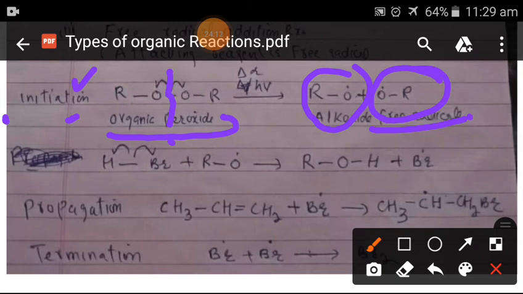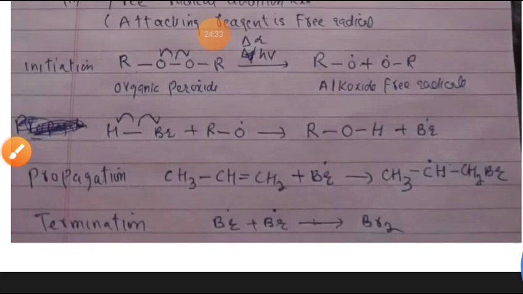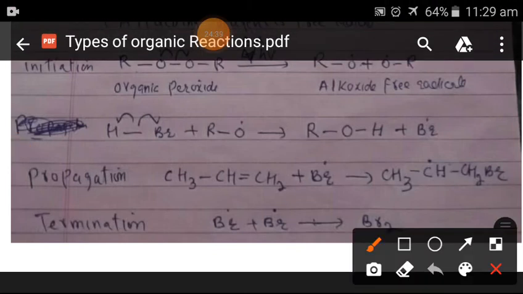Similarly, in the initiation step, you will see hydrogen bromide in the presence of the alkoxide free radical: RO will combine with the hydrogen radical, giving ROH, and a bromine radical is also generated here. So this is also the initiation step. Now comes the propagation. Propagation means that more, different types of free radicals will be generated.